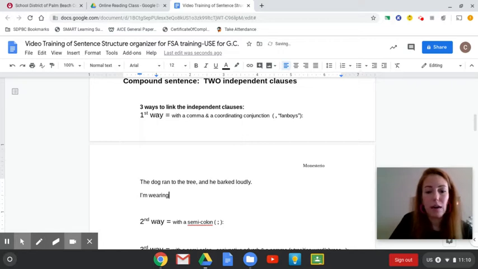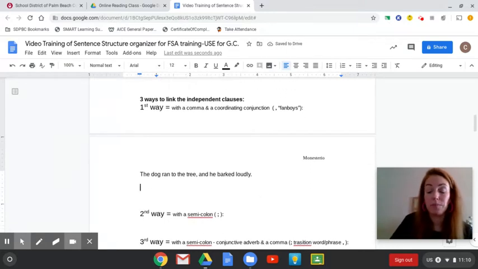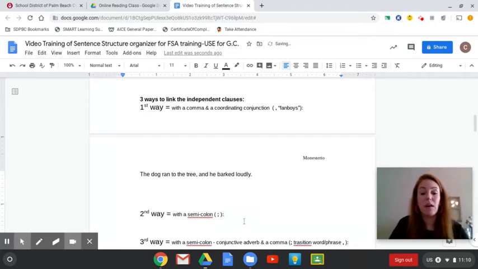What you need to know right now at this part of the lesson is that for a compound sentence, you have to have two independent clauses, and the first way to link it is using a comma, fanboys. The dog ran to the tree is complete. He barked loudly. That's a complete thought. Those are two independent clauses, and I've linked them together using a comma, fanboys, using the word and as my fanboy. Okay. Now, the second way to link two independent clauses together is using a semicolon.